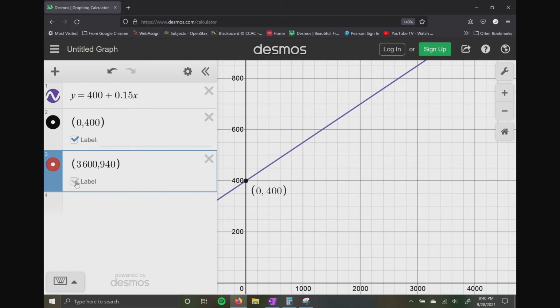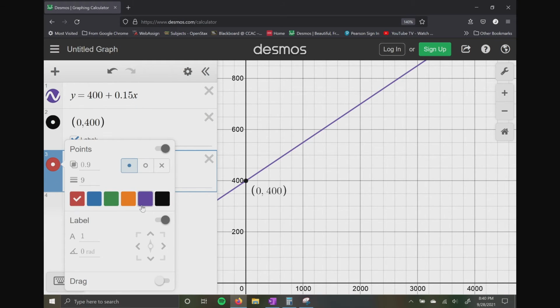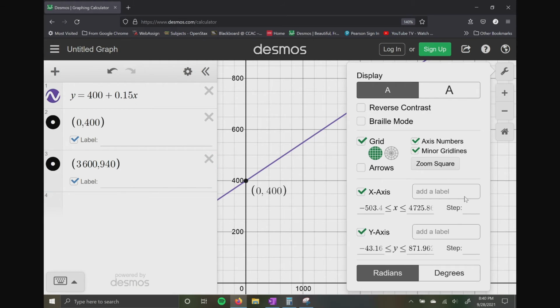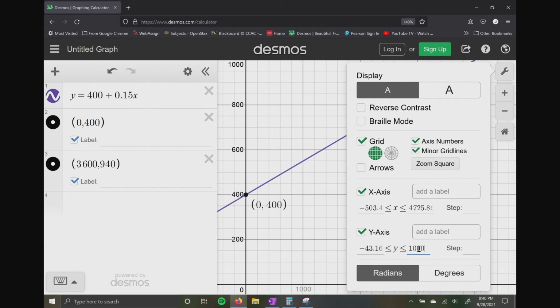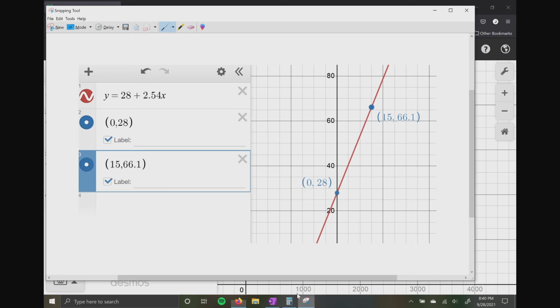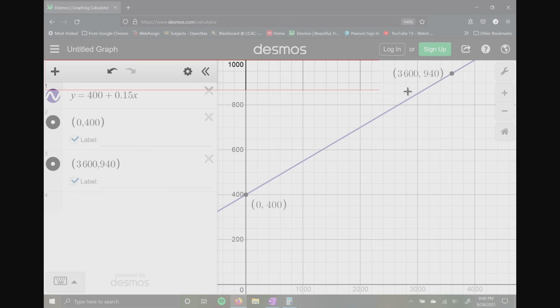Label it. Let me change it to black. And if you remember, over here in my graph settings, I made it 700, which I zoomed out a little bit. Let's just make it 1,000. All right, and there's my point right there in the upper right-hand corner of your screen. It is on that line. And that, like I said, is what this is all about. So I'm just going to go ahead and copy and paste this into our notes.